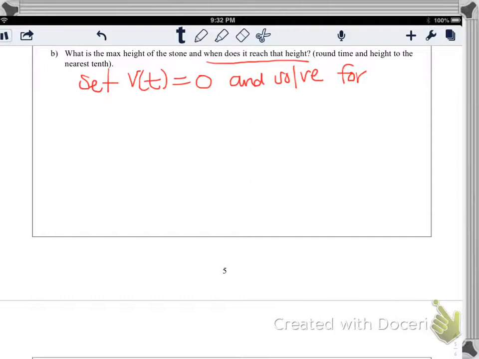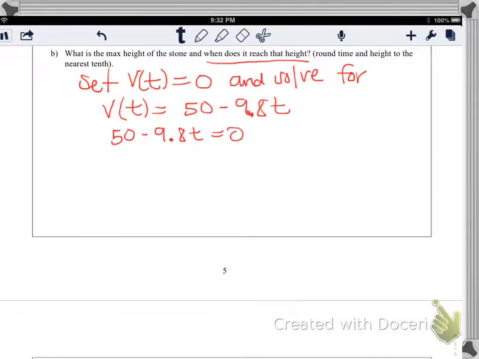Let's go back. v of t equals 50 minus 9.8t. We got that from part A. My screen is moving, so let's do this. We set 50 minus 9.8t equal to 0, and we solve. So t is approximately equal to, since we're going to round it to the nearest tenth. And make sure you're really doing these calculations. Don't just write my answers down.